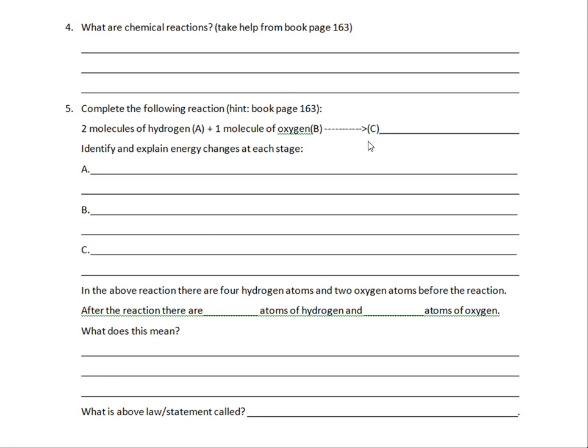Answered this first blank C. Now over here the label A represents hydrogen, label B represents oxygen, and label C represents your answer. Now you have to identify and explain energy changes at each state.